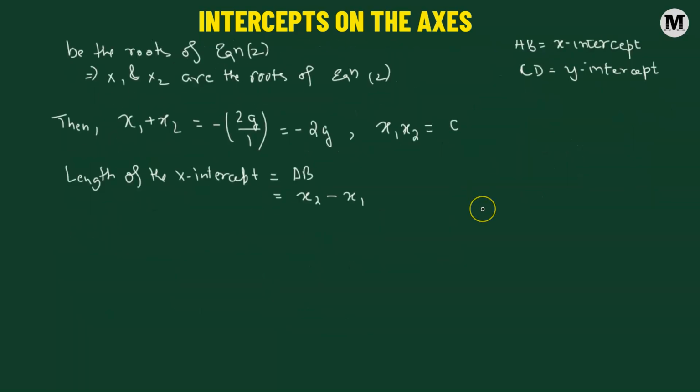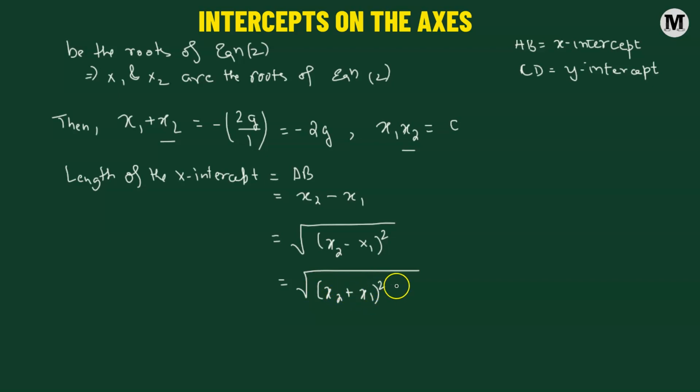So now we have x2 minus x1, and we have the sum of the roots and the product of the roots. Using these two pieces of information, we can find the length of the x-intercept. Let's manipulate this. Here, x2 minus x1 can also be expressed as the square root of x2 minus x1 whole squared. Now we can further simplify this as x2 plus x1 whole squared minus 4 times x1 times x2.